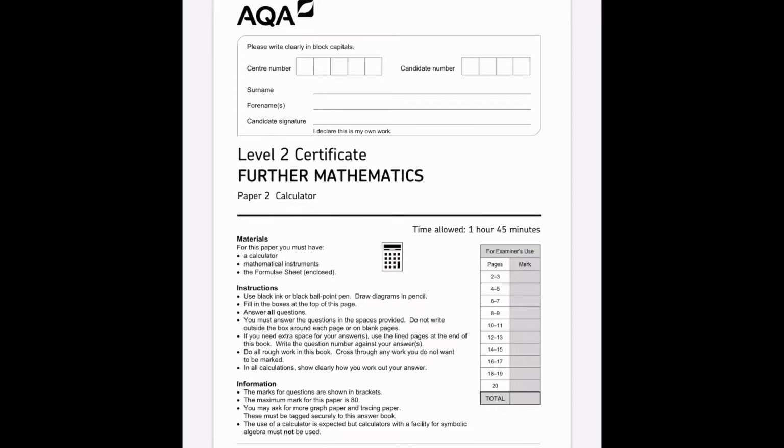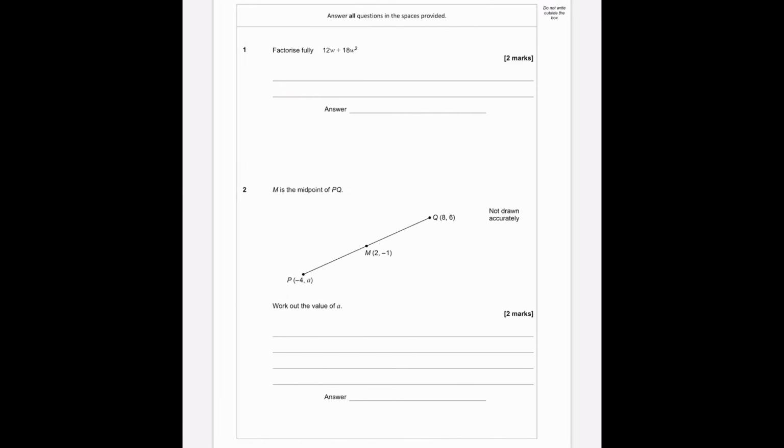Okay, welcome to the AQA Level 2 Further Maths. This is a 2022 paper 2. This is a calculator paper.